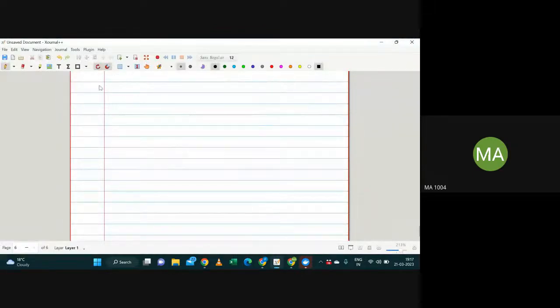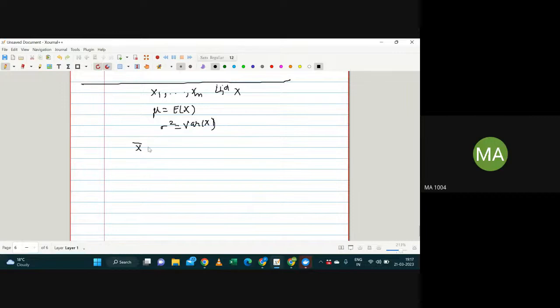the fundamental idea behind the weak law of large numbers? Suppose I have IID random variables following some X, with expected value of X equal to mu and variance of X equal to sigma square. I define the sample mean, which is nothing but X1 plus so on Xn divided by n.